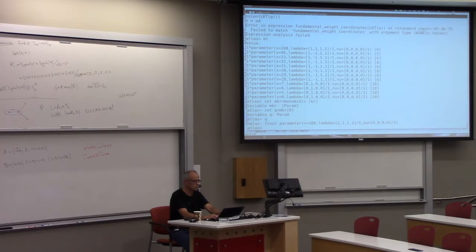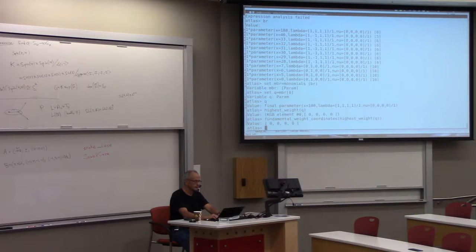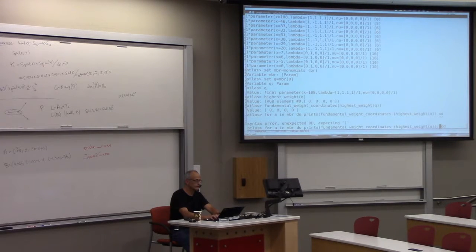Q is a k-type. So tell me what to do on a grid. Highest weight? I can do highest weight, right? Fundamental weight coordinates of the highest weight of Q. Yeah, well, at least they didn't complain. Okay, so I can say for A in BR, do this: fundamental weight coordinates of the highest weight of A. Put it in parentheses. One more. There we go.